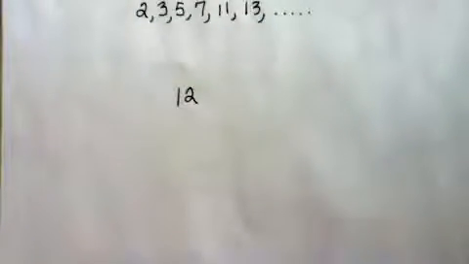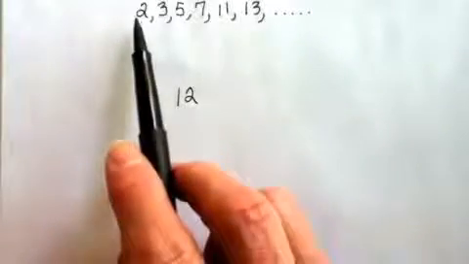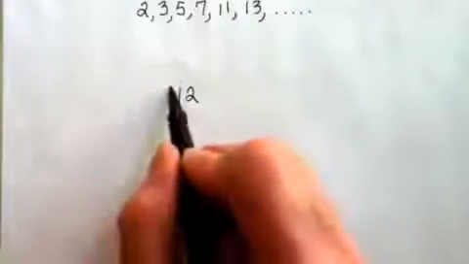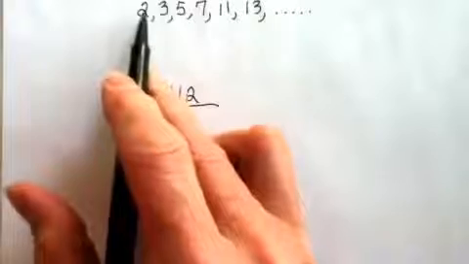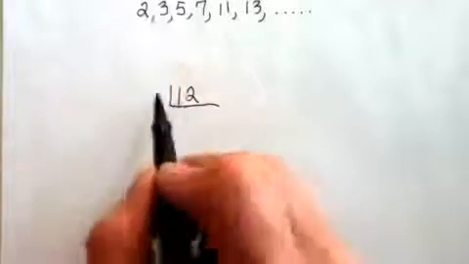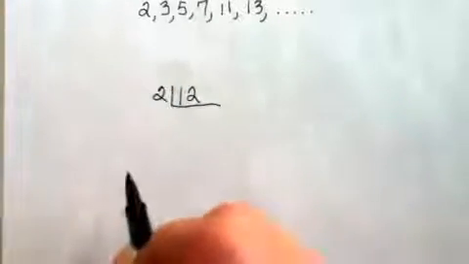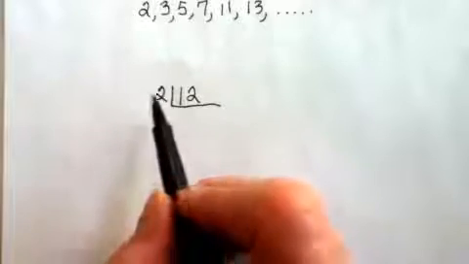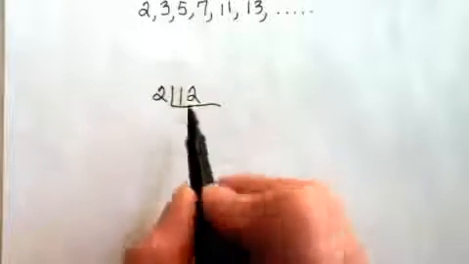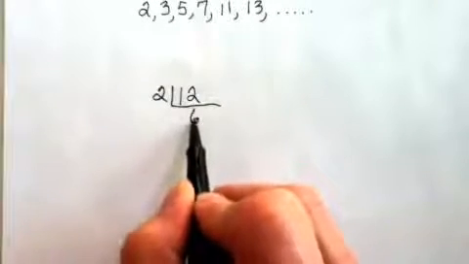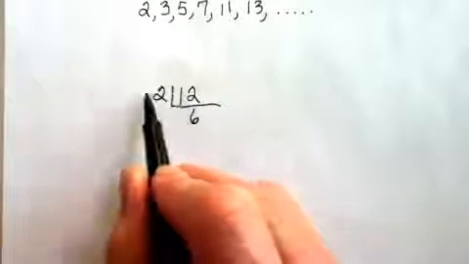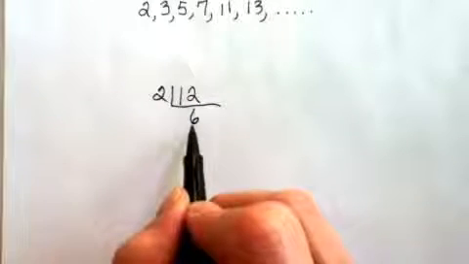The first number we're looking at is the number 12, and we need to decide if we can divide by 2. Does 12 divide by my first prime number 2? Yes, it does. In this method, the answer does not go on the top, it goes under the 12. 12 divided by 2 is 6, and I repeat that process.